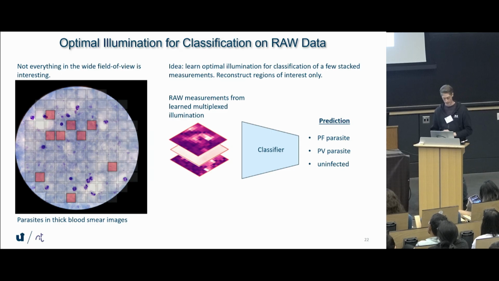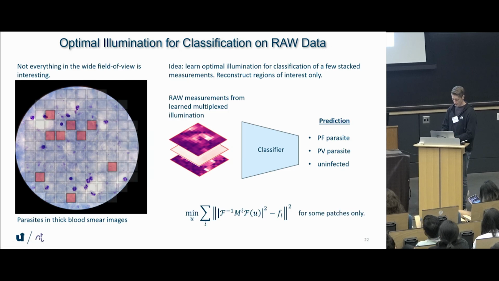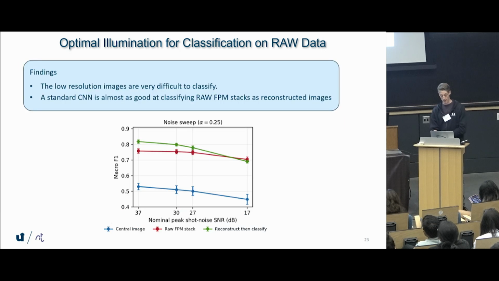Here, for instance, illustrated on identifying parasites in a thick blood smear, where each red tile here is a region of interest where we can find one of these parasites. And then the idea is to do the full reconstruction only for those patches where your network tells you that this is something to specifically look at.